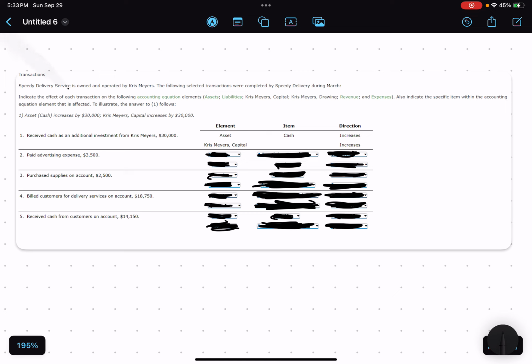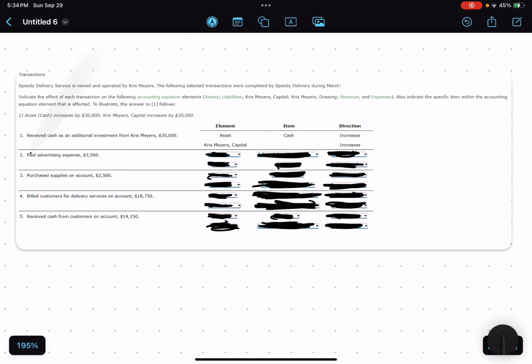the Speedy Delivery service, which is operated by Chris Myers, and these are all of his transactions. And so we start with the amount of cash that he's received, which was an investment from the owner. So the business received an investment from the owner, $30,000. So the business received an asset in cash, which increased because it received $30,000. And so the amount of capital that the owner has also increased because he had invested into his business.